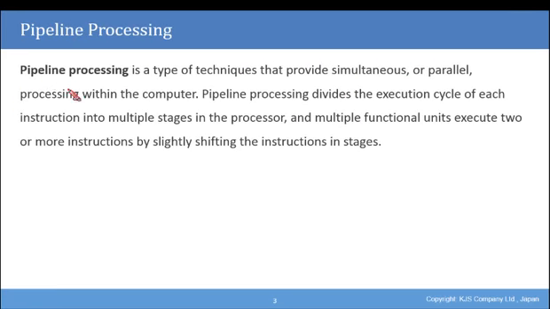So let's have a look here at pipeline processing. Pipeline processing is a type of technique that provides simultaneous or parallel processing within the computer. Pipeline processing divides the execution cycle of each instruction into multiple stages in the processor, and multiple functional units execute two or more instructions by slightly shifting the instructions in stages. So it's quite hard to understand what is actually being depicted in words here. So let's have a look at a graphical diagram.